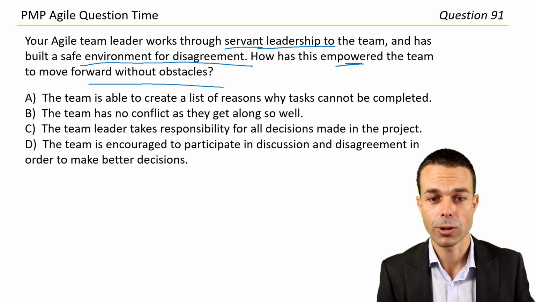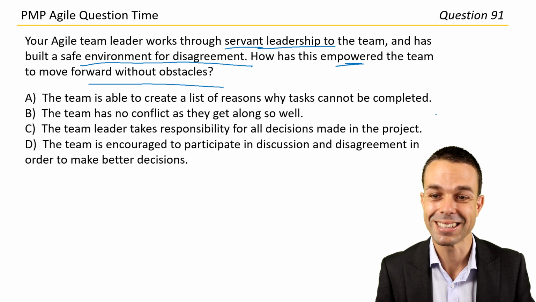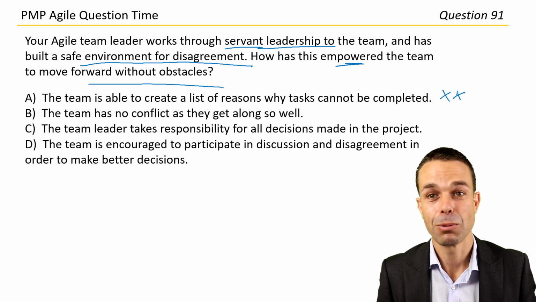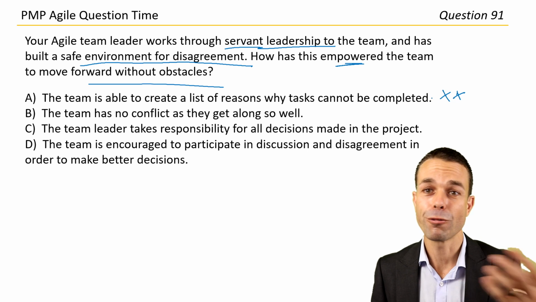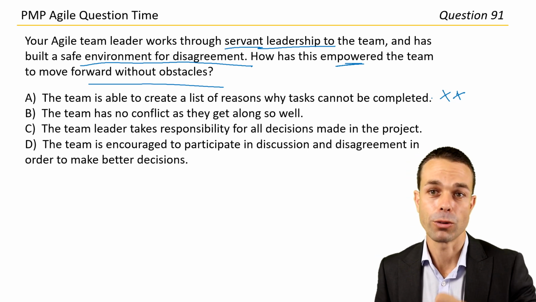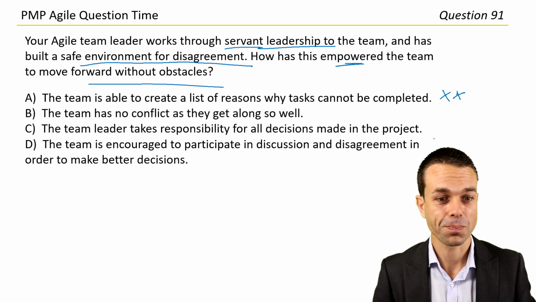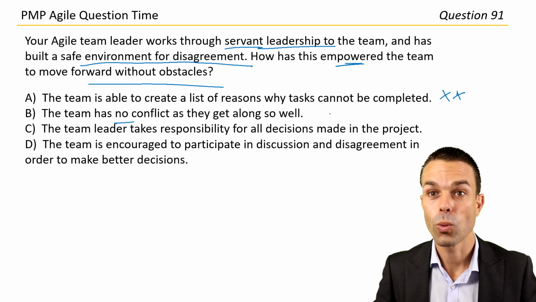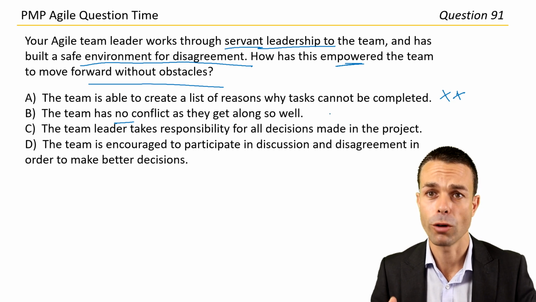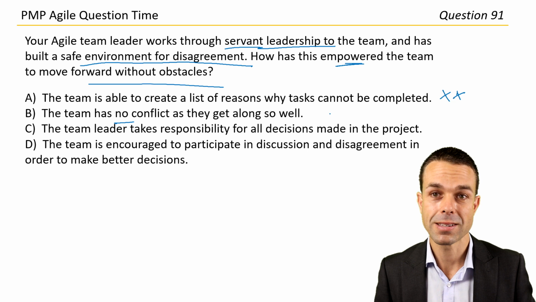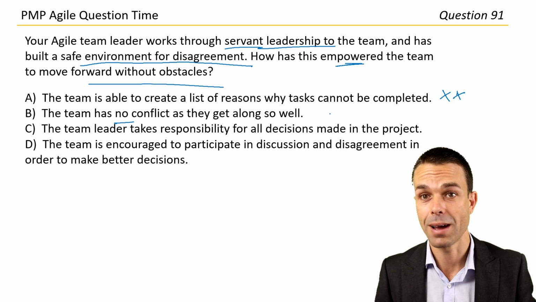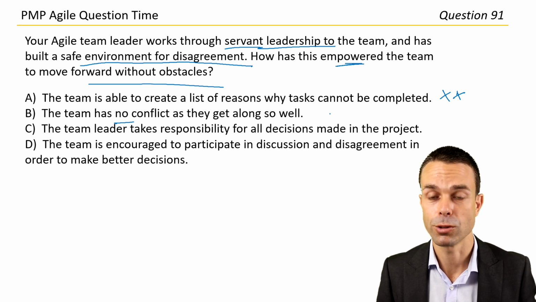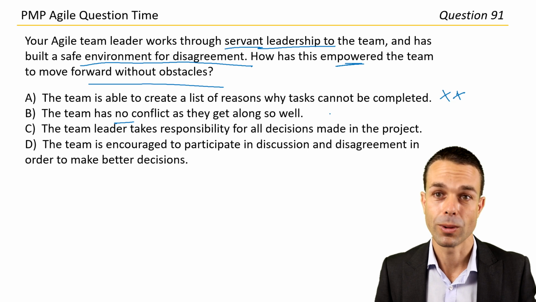Okay, the team is able to create a list of reasons why tasks cannot be completed. Look, people will come up with reasons why things can't be completed, but we don't want to focus on the reasons. We want to focus on how we're going to problem solve a way forward. That's our approach. The team has no conflict and they get along so well. No, we actually want a little bit of safe conflict. We want to make it safe to raise conflict in a team because the messy part of figuring out and problem solving is actually really, really important. That's part of where the magic is. But we want to make it safe for people to do so. So don't reprimand people when they do raise these things.